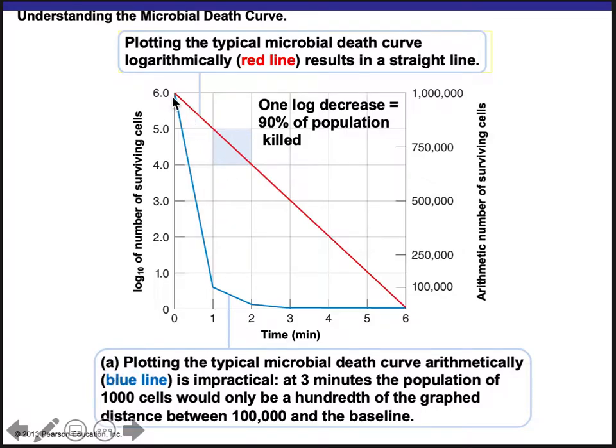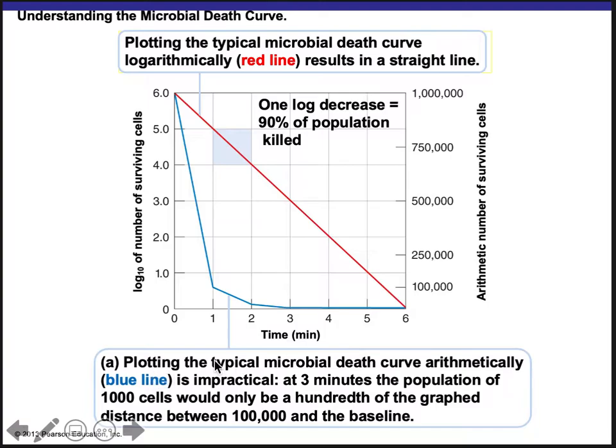So when you use the arithmetic scale, once you get down to even just 1 hour, it looks like you've killed the majority of the organisms. Once you get to 2 hours, you look like you've almost finished. In 3 hours, you look like you're done, like you've killed everything. But when you look at that on the logarithmic scale, you can see that indeed you have not killed everything, right? And in fact, not until you get out to 6 minutes on this scale can you actually say that you've killed everything.